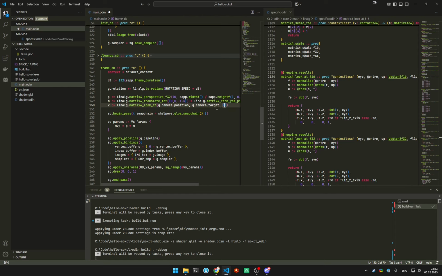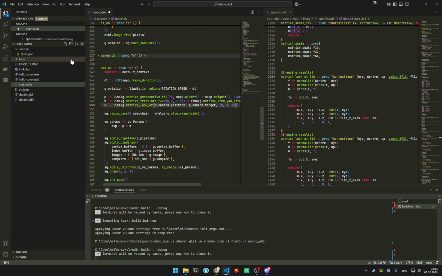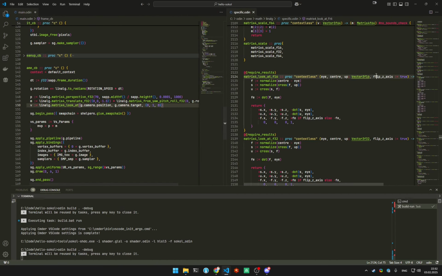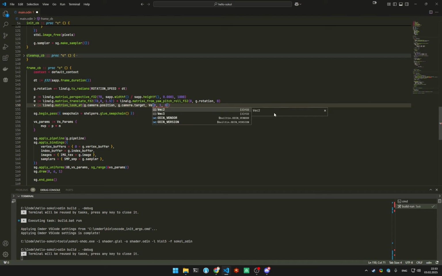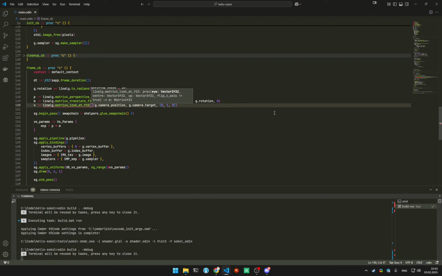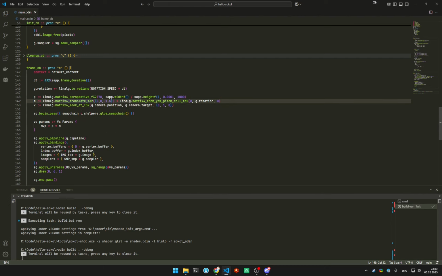And then it also needs an up vector, which is just up to the positive Y. And we don't want to change the flip z axis argument because it needs to be consistent. And yeah, that needs to be a vector 3, or we could actually say we want exactly the F32 version like we did here, just to be consistent. Then it will infer the type of these numbers to be F32.